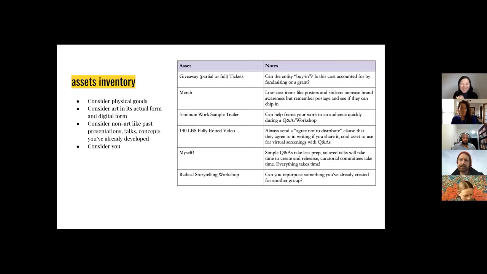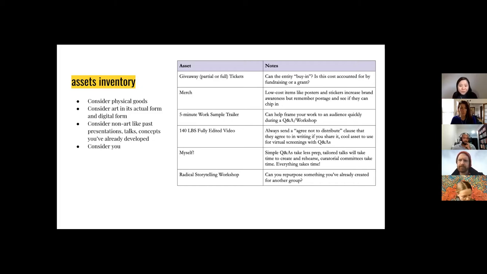Physical goods. Things that you have. Are they photographs? Are they installations? Is it something people can come and experience? Is it something that they could have, like jewelry that you're making? Consider art in its actual form and digital form. I do theater. I have it recorded and edited so people can consume it digitally and we don't have to always meet at a time and place. Are there non-art assets that you have, like past presentations that you've done, talks that you've already developed, concepts that are already in flow and in motion that you've already put some effort into?